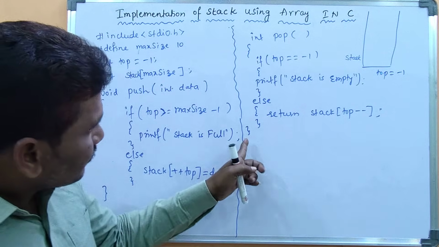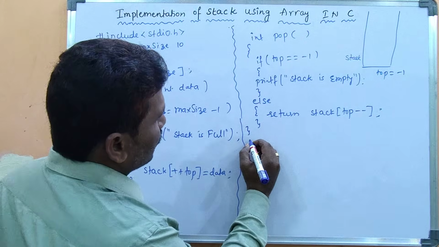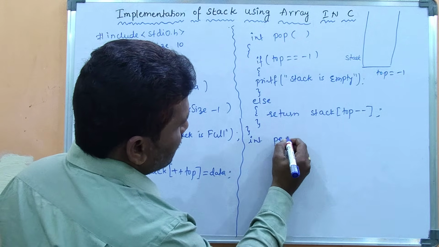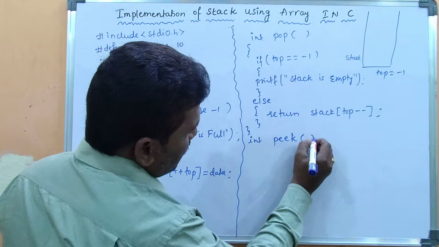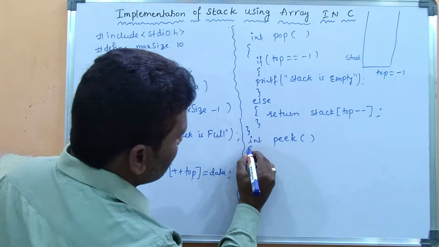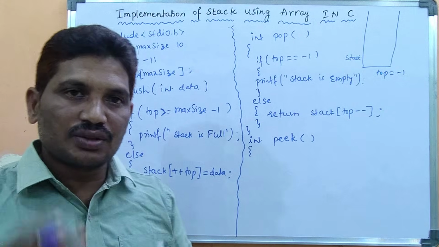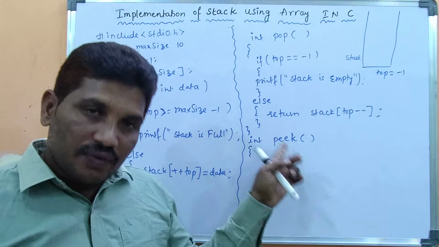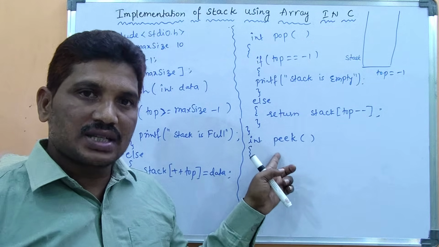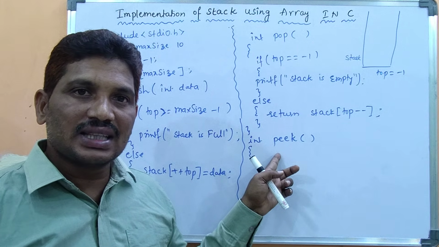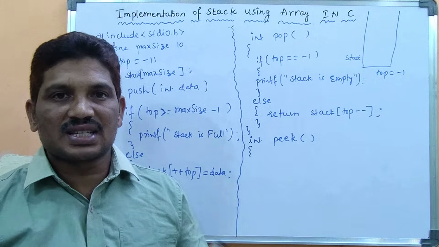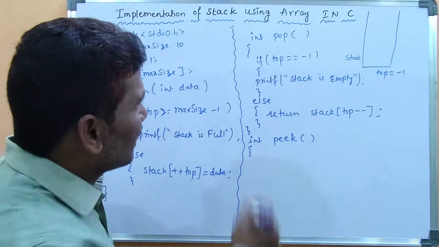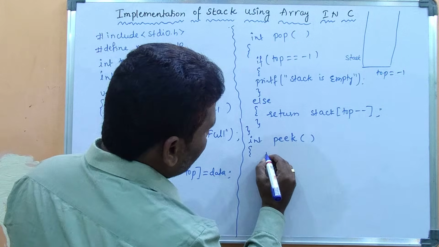Okay, here again, if you want to peek an element, the peek function or operation is used to return the top element from the stack. If the stack is empty, there is no top element in the stack. Just the same condition you can use over here.